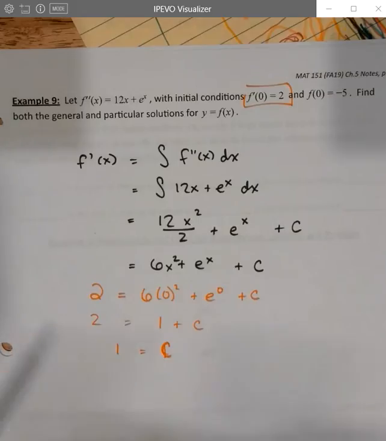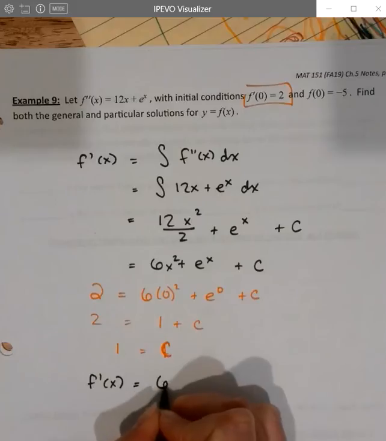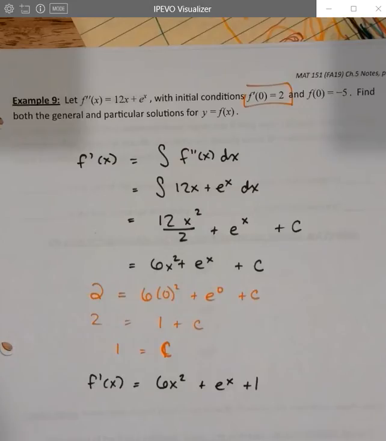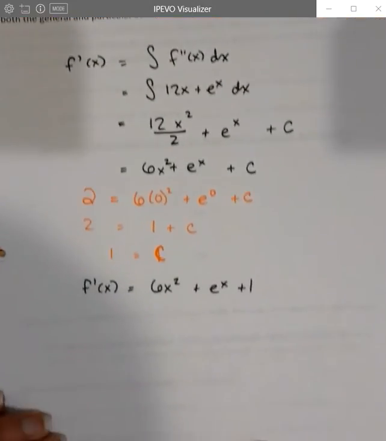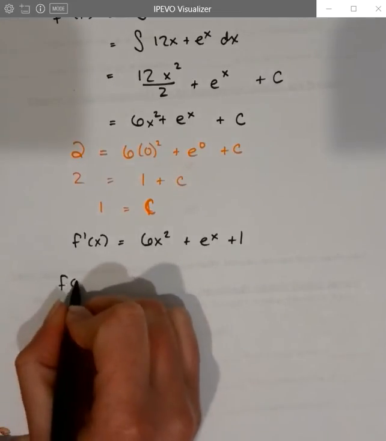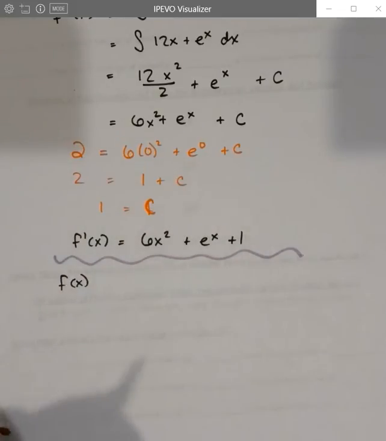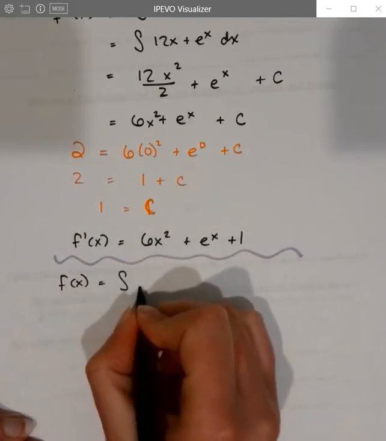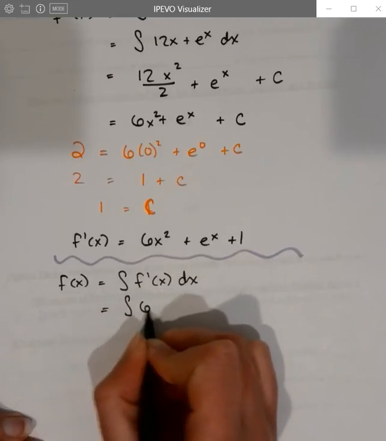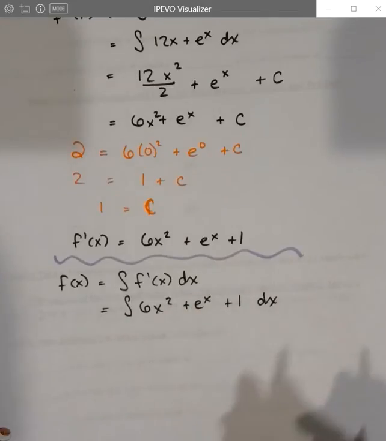C is 1. So that means that our particular solution for f prime of x is 6x squared plus e to the x plus 1. Okay, halfway there, we get to do it again. Now we want to find the particular solution for f. We know that f of x is going to be the antiderivative, or the integral, of f prime of x dx. So it's the integral of 6x squared plus e to the x plus 1 dx.